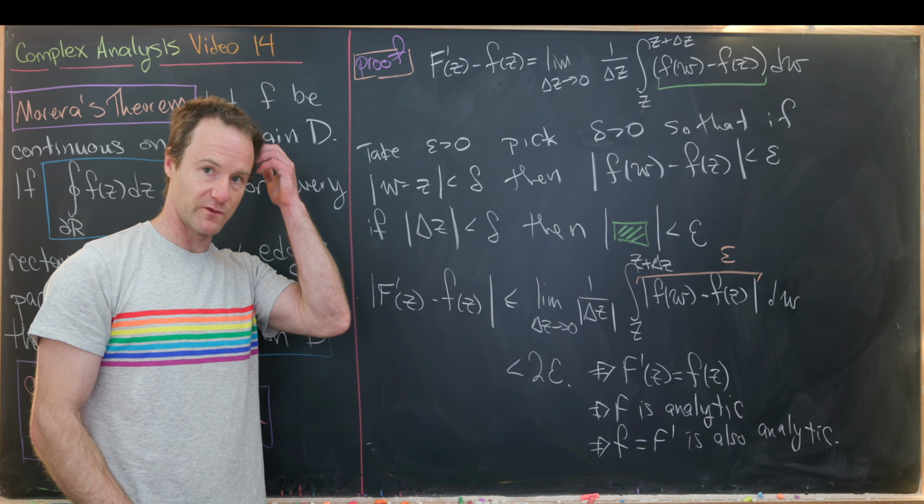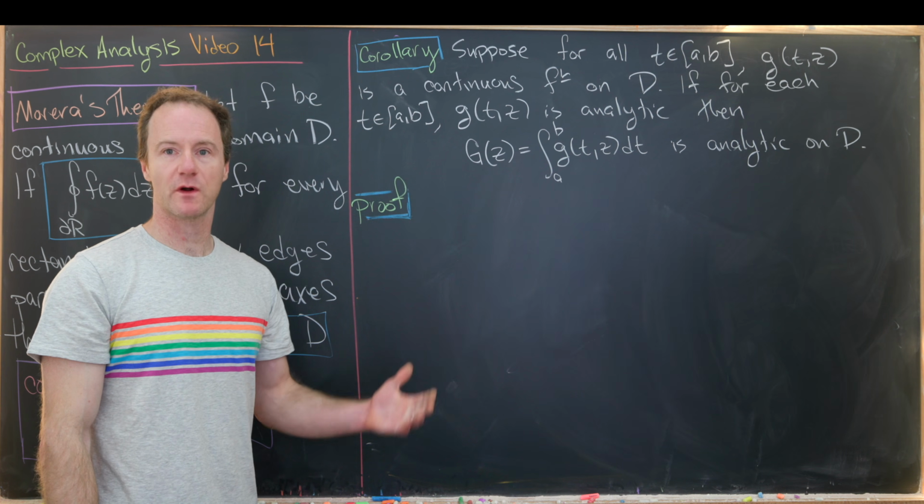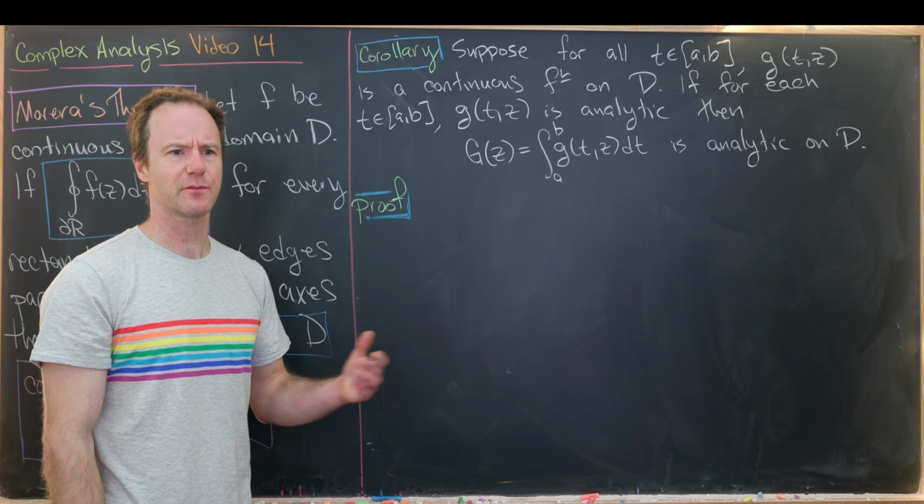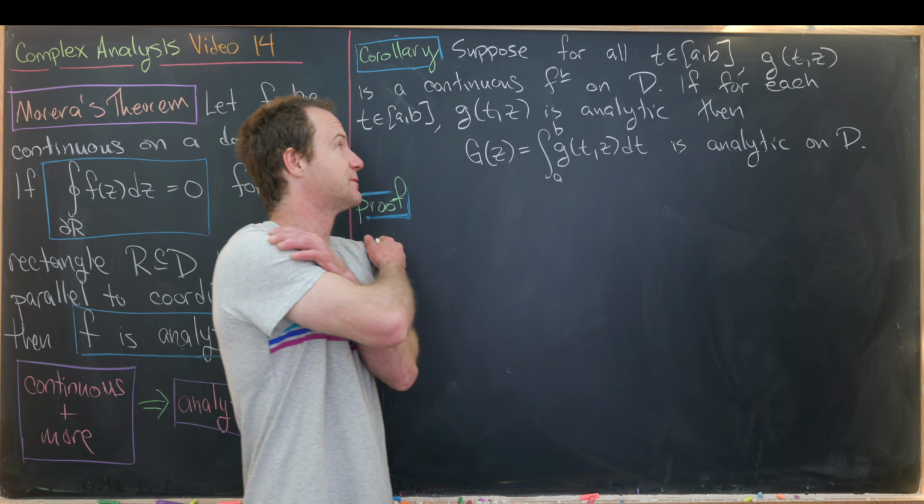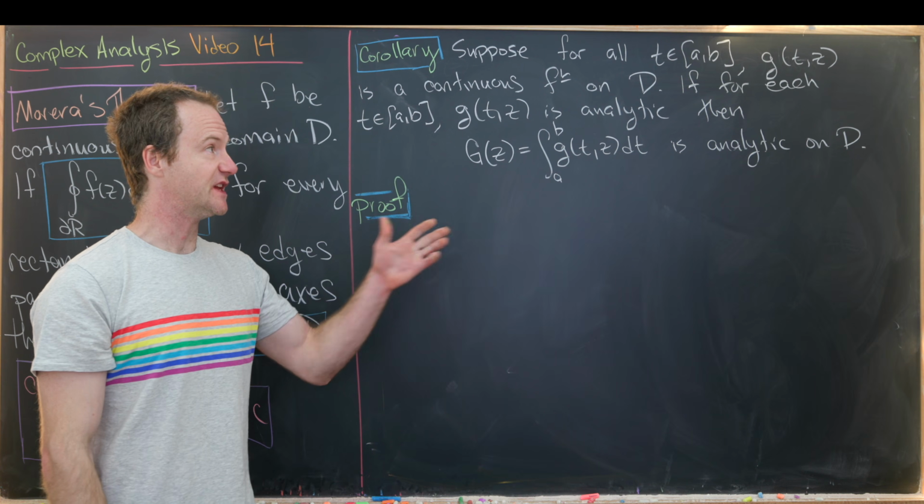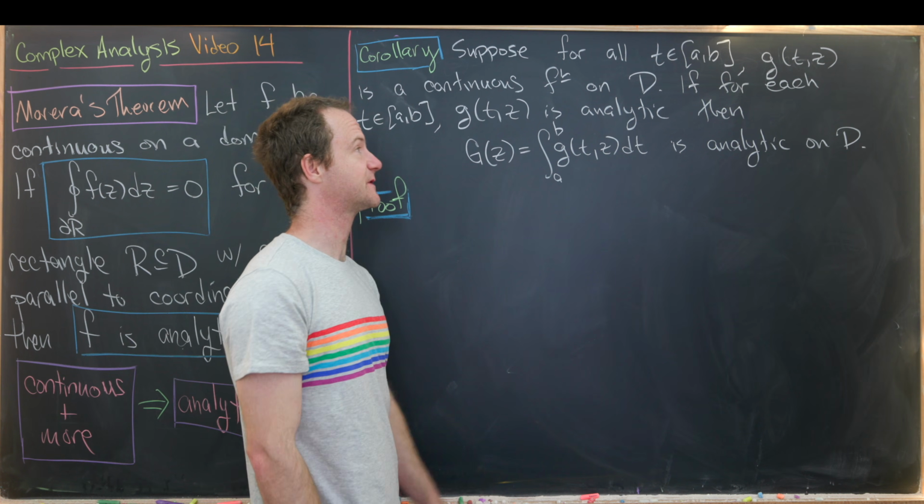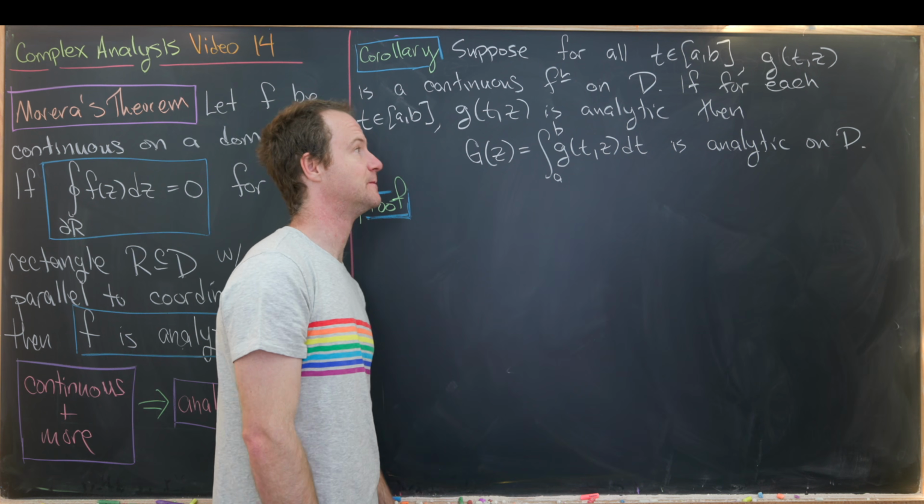Okay, so now that we've proven this main result for the day, let's look at a couple of corollaries. So our first corollary has a lot to write down, but the proof is pretty nice. So let's suppose that for all t on the interval a to b, g evaluated at t and z is a continuous function on a domain D.